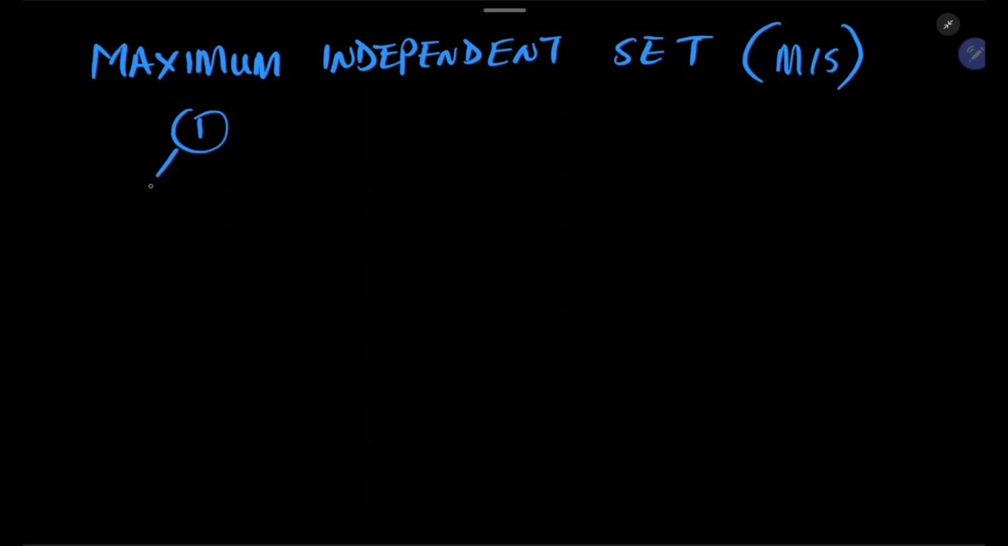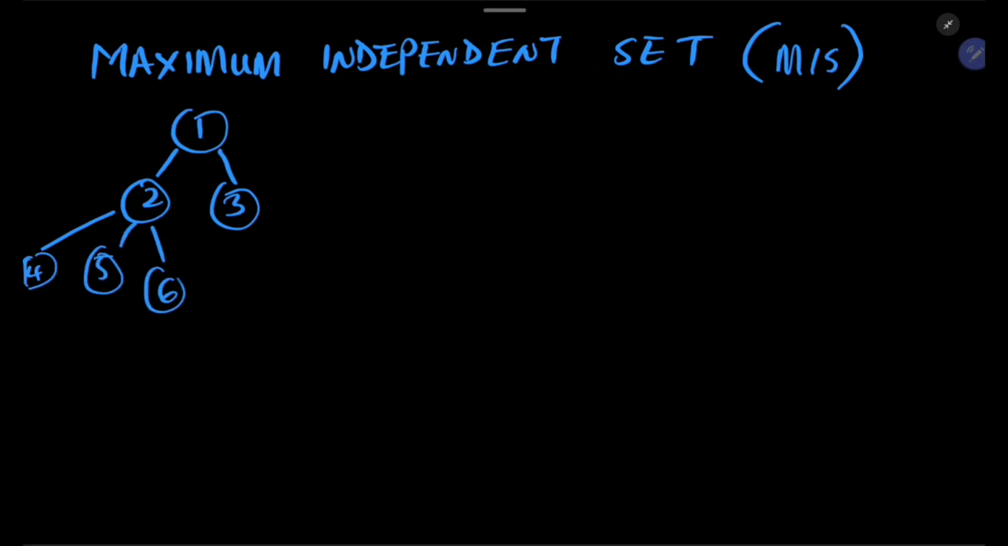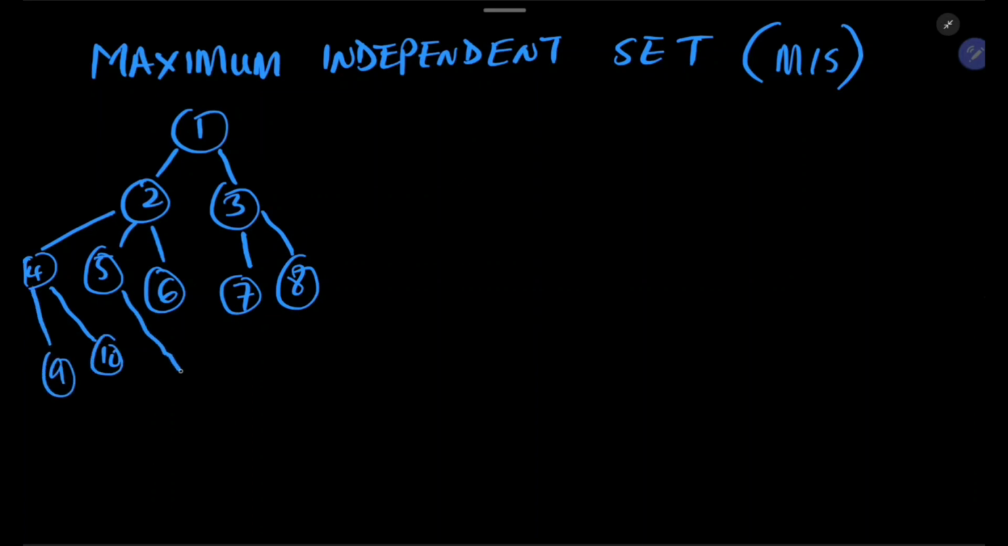This is 1, which is the root in this case. We have 2, we have 3. Then from 2, we have nodes 4, 5, 6. And from 3, we have node 7 and node 8. Then from 4, let's say we have node 10 and node 9. And from 5, let's say we have node 12 and node 11.